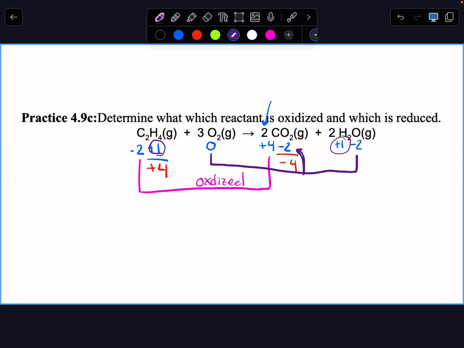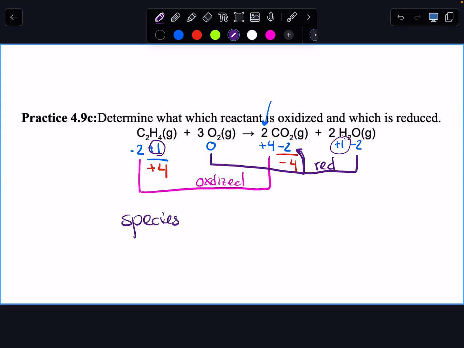So since oxygen went down in charge, that means it has been reduced, which is where the word reduced comes from. Some people will get confused because they think reduction is gaining, but it's because the charge goes down when you gain, and so it gets reduced. Now, underneath it or off to the side, I want you to write this really quick.